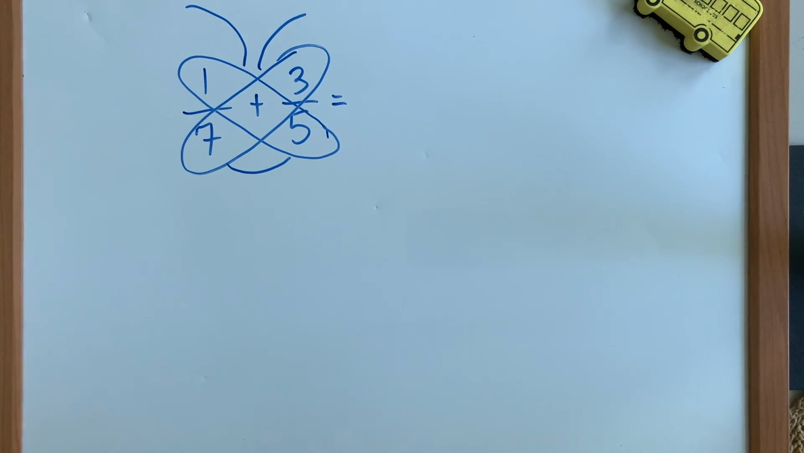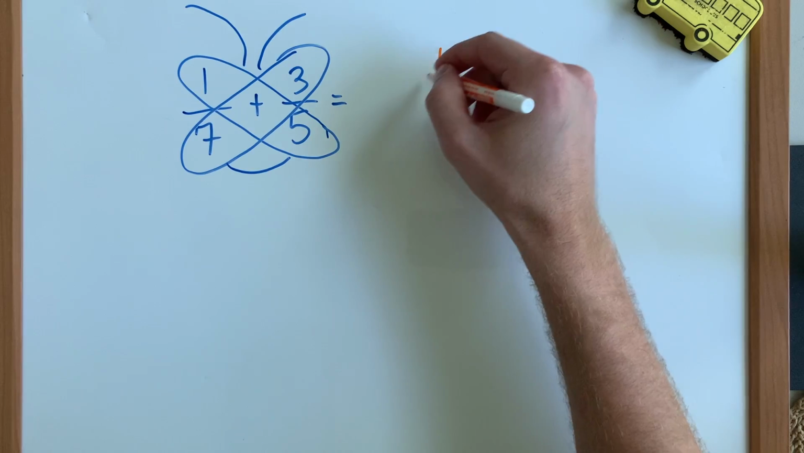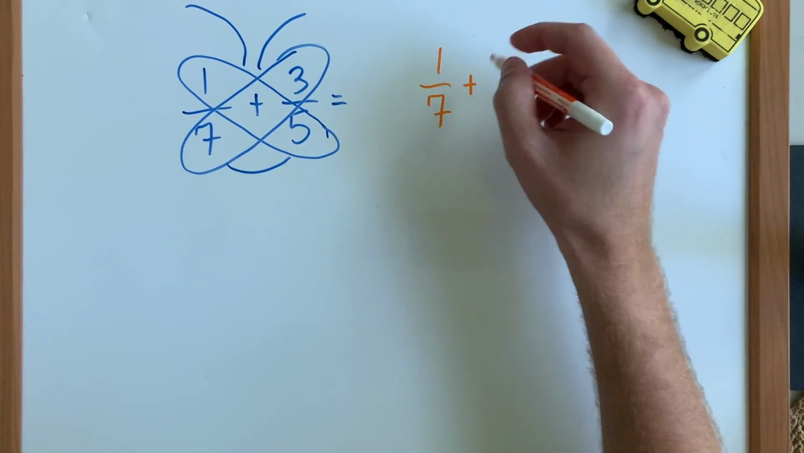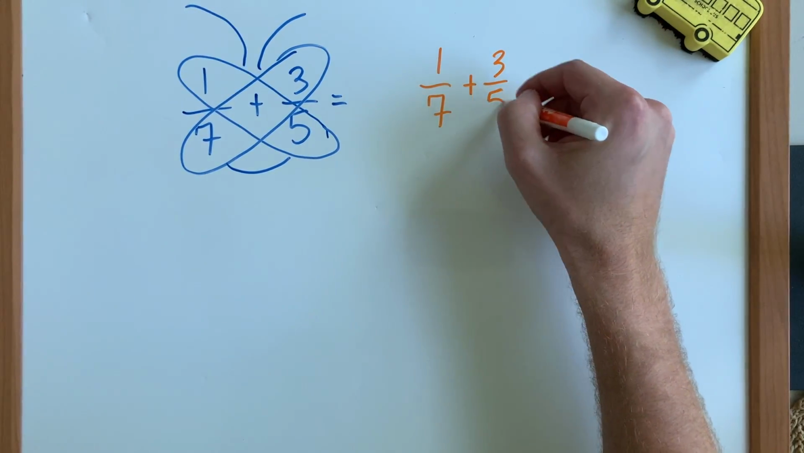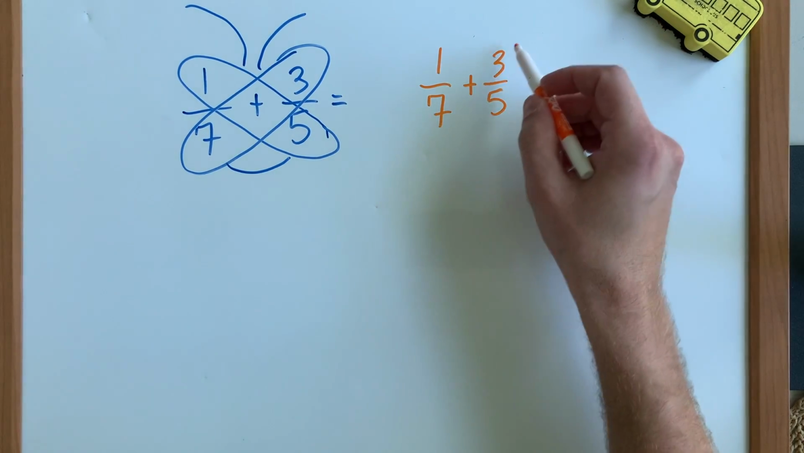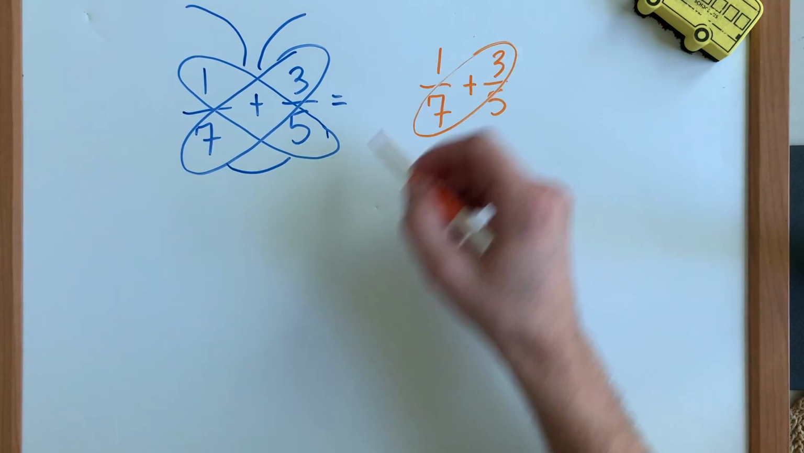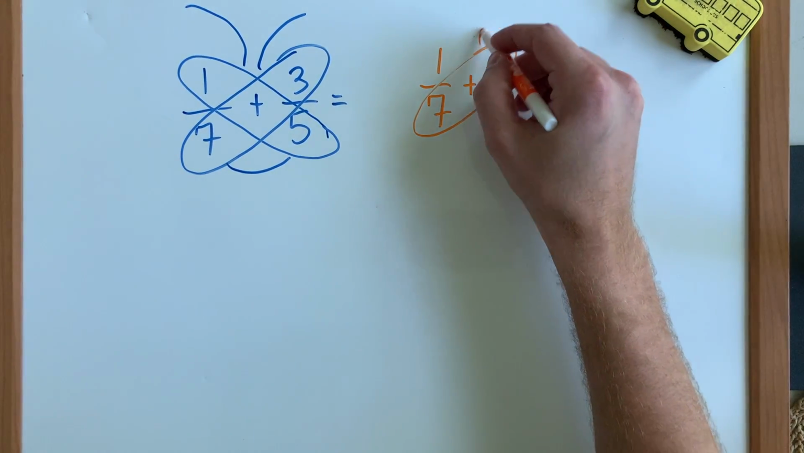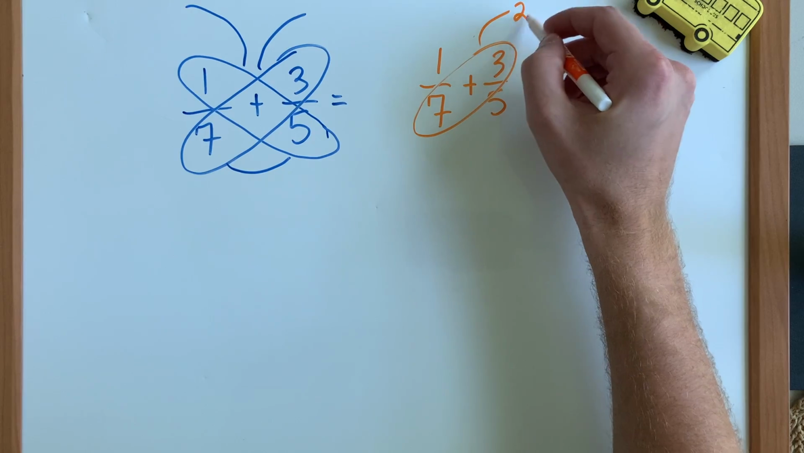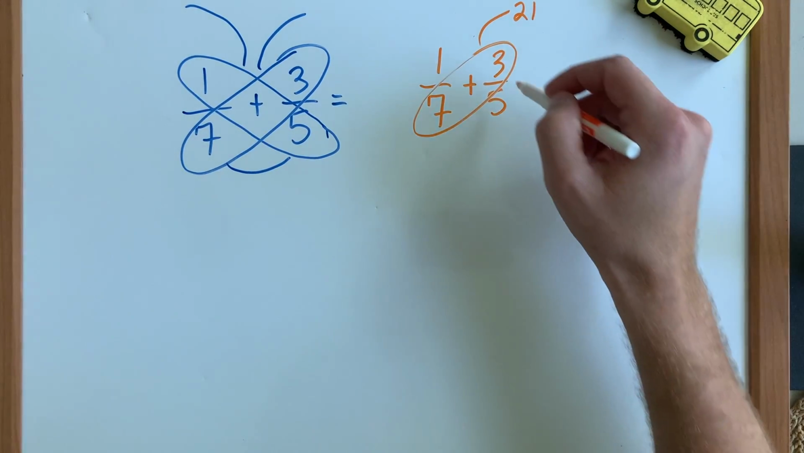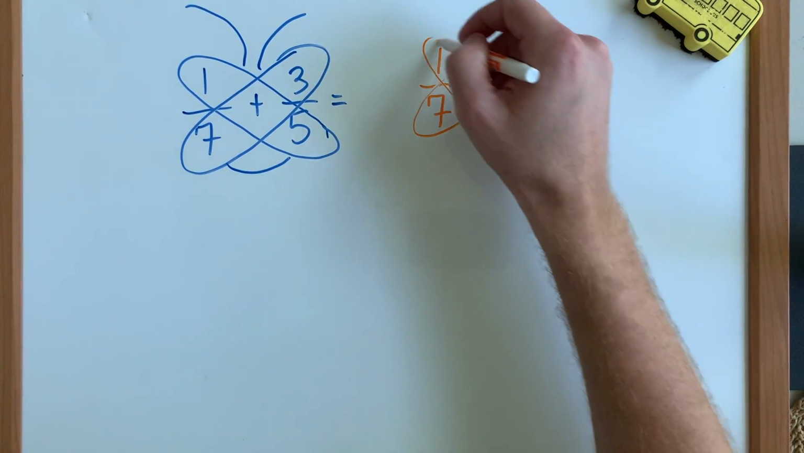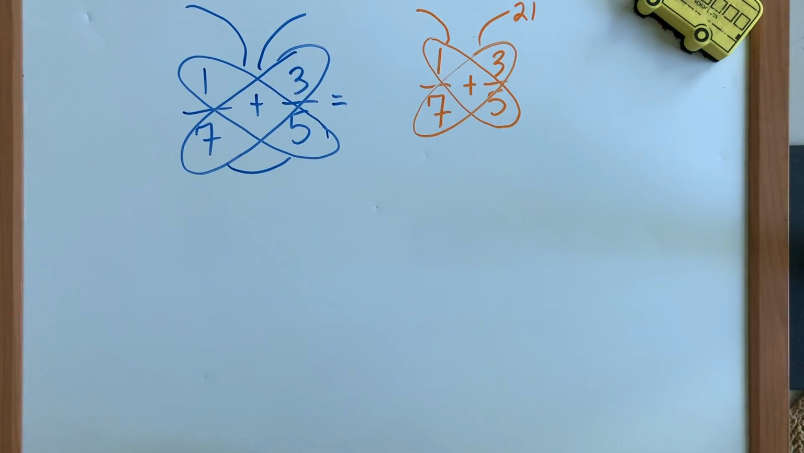I'm going to redraw this same problem in a different color, and we'll talk about the parts as we do it. 1 over 7 plus 3 over 5. And now what we're going to do is we are going to multiply these numbers together. 7 times 3 is 21. And 1 times 5 is going to be 5.